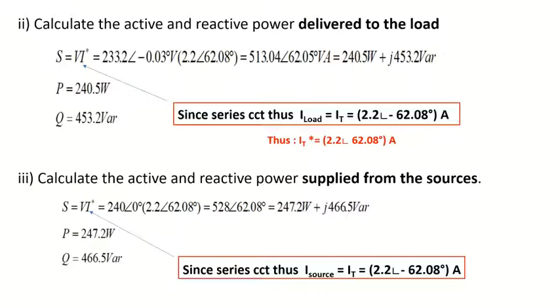This is also equivalent to 240.5 watt plus j 453.24. So this 240.5 watt is your real power, and the 453.24 is your reactive power for the load.